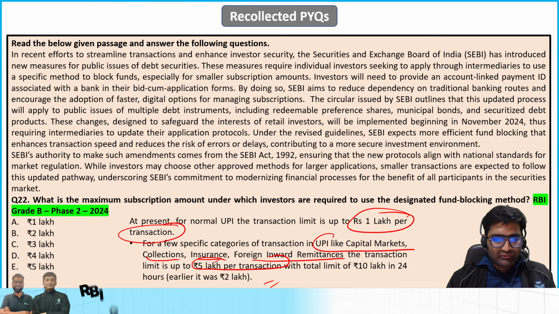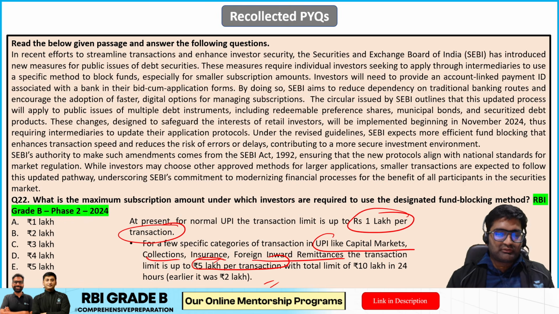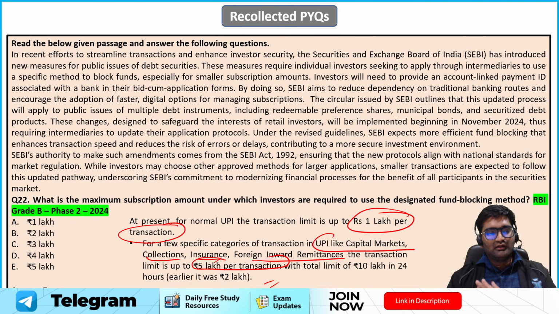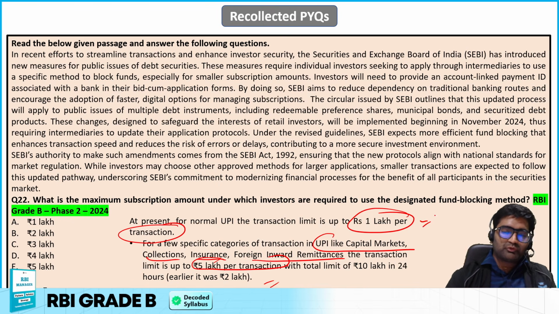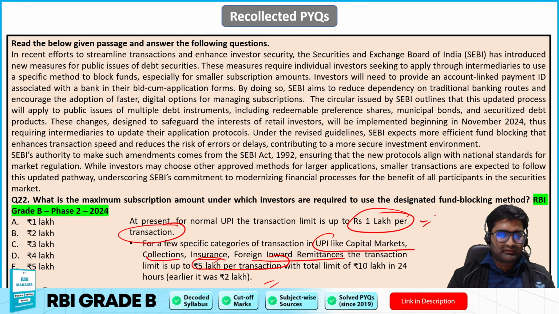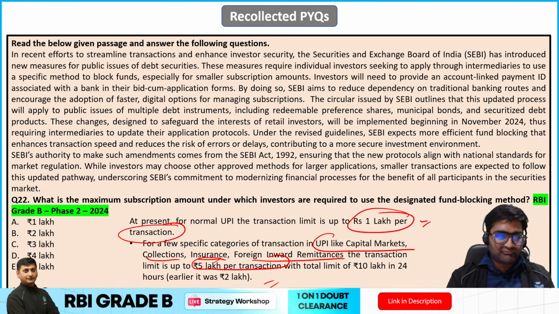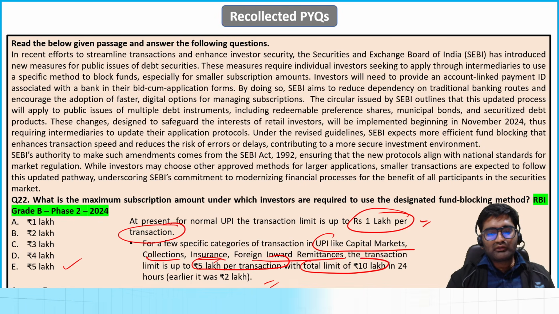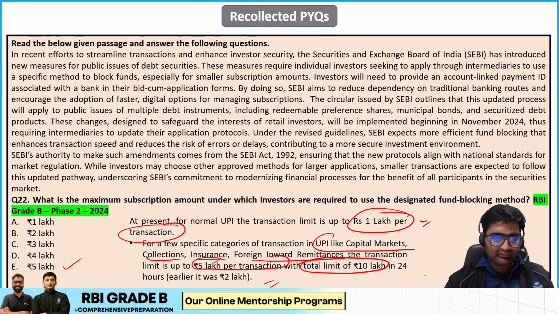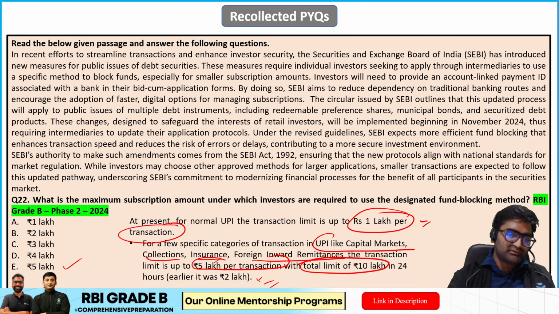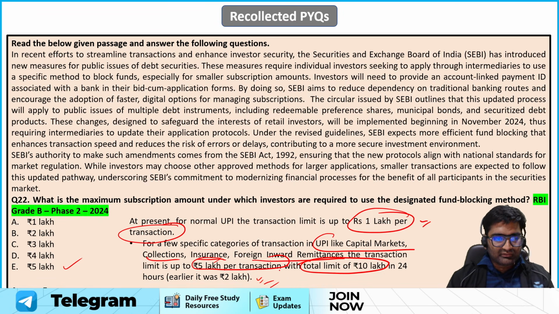And 10 lakh in 24 hours, a total limit of 10 lakh in 24 hours. Previously it was 2 lakhs. Okay, maximum you can transfer this much as far as these transactions are concerned. So here through UPI normally you can transfer 1 lakh per transaction, but for purposes like capital market collection, the amounts will be higher. So the maximum limit that you can transfer is 5 lakh rupees. So that is why the answer is 5 lakh over here. And the total limit during the particular day is 10 lakh. Okay, within 24 hours it is 10 lakh rupees, earlier which was 2 lakh. So the limits have been increased.